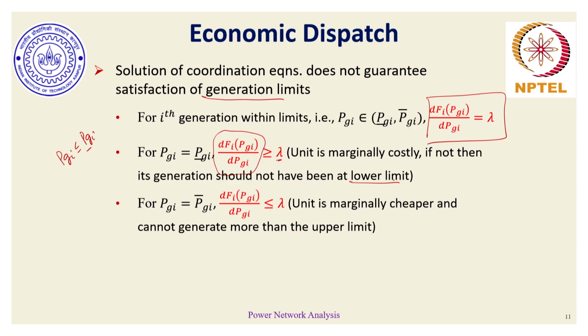The same goes for the case when a generator tends to generate more than the maximum limit. It is most likely a very cheap unit, and hence its marginal cost of generation, which is the first derivative, is lesser than the actual cost of supplying the incremental load.